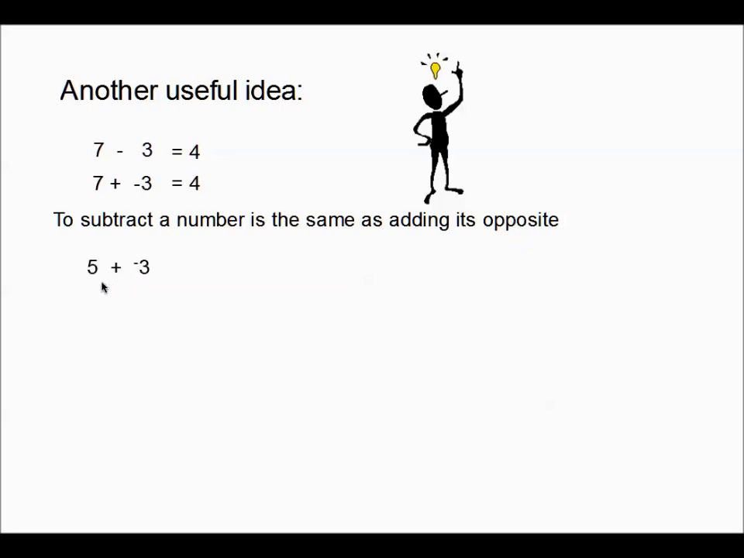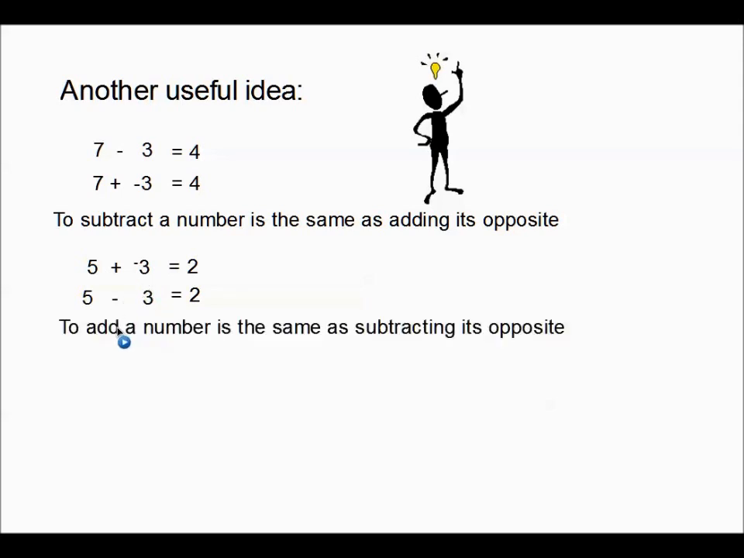Likewise, if you think about 5 plus -3, 5 positives and 3 negatives, excess of positives of 2, that's the correct answer. And obviously the correct answer to 5 take 3 is 2. These two things are equivalent. That tells us to add a number is the same as subtracting its opposite. The opposite to -3 is positive 3. So we can look at it this way as well. To add a number is the same as subtracting its opposite. This one we don't use so much, but let's file it away and use it in the pages coming up.